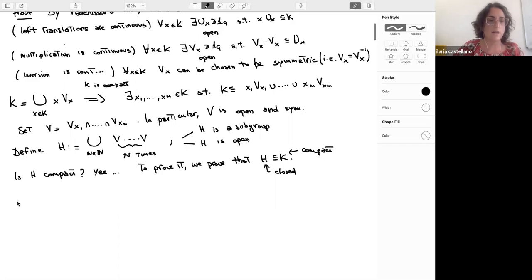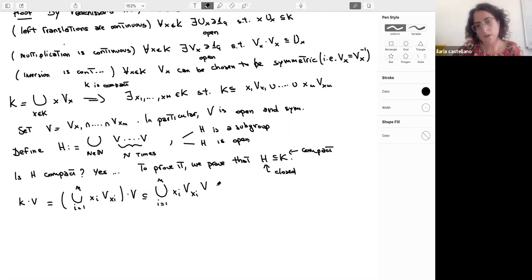To do that, I need to have a look at what is happening to K times V. K times V is nothing but the union over i running from 1 to n of x_i V_{x_i} times V, but this is contained in the union of x_i V_{x_i} V, which is contained in the union again. Now V, so this V is contained in V_{x_i} for each i.